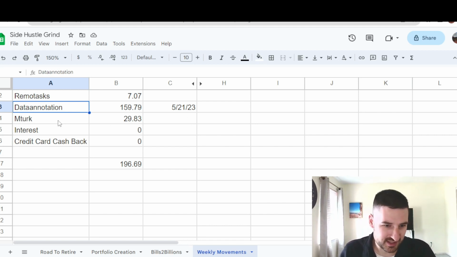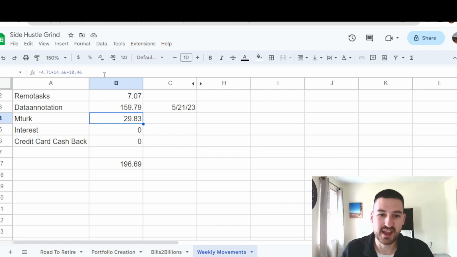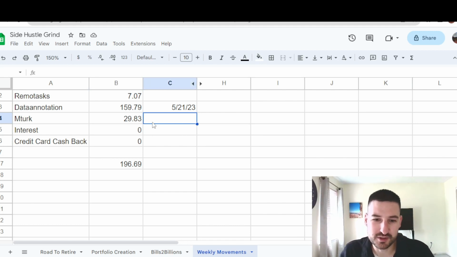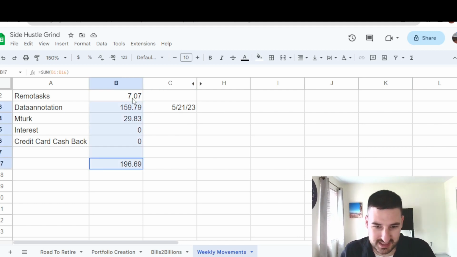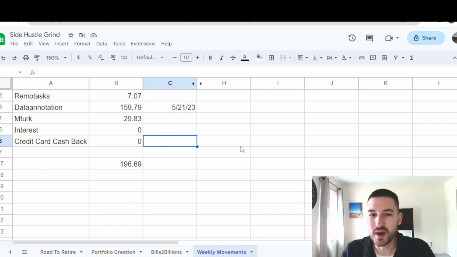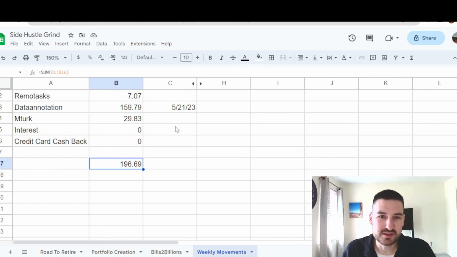And then Mechanical Turk is so miscellaneous. There's three payments in here, one of $4, one of $14, and then today I got paid out $10 for a total of $29.83. So the total for this week, $196.69, all went into the dividend portfolio. And this whole amount, $196, went into JEPI.